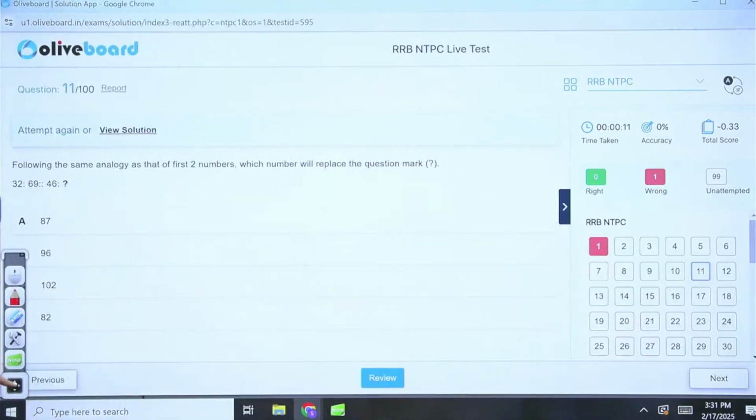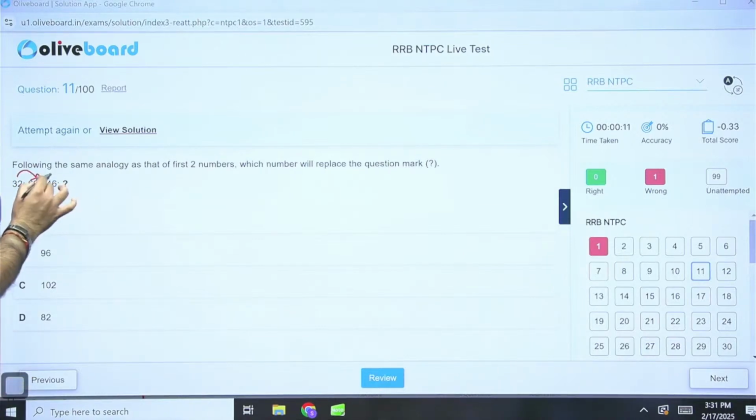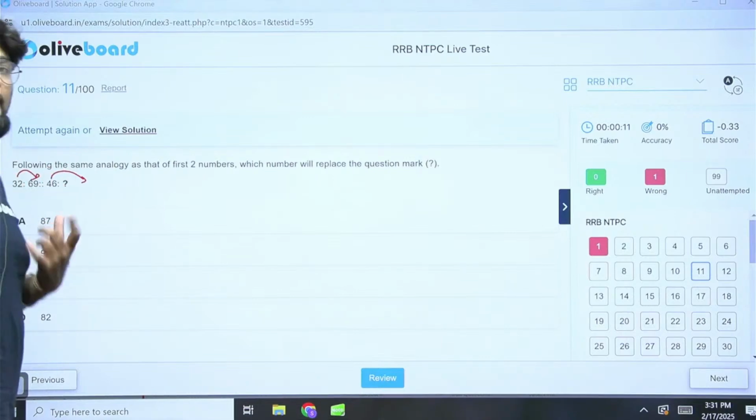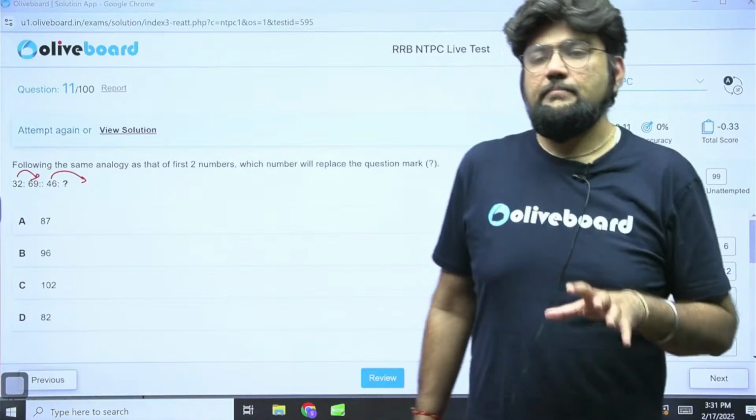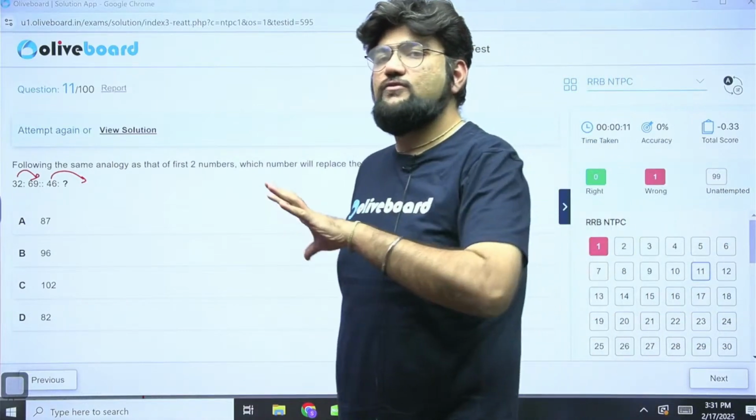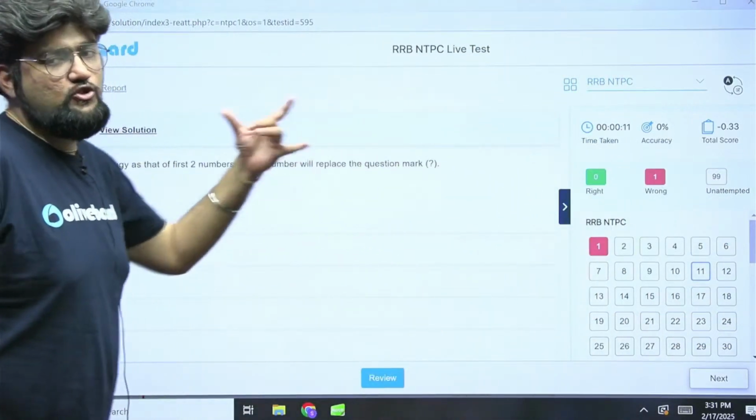Okay, simple analogy based question again. If we look at this question, 32 becomes 69. In the same way, what will 46 become? Now, this should immediately click to you that if I multiply 32 with 2, I get 64. And I am increasing 64 by 5, so I get 69. That is the first thing which should come to your mind.